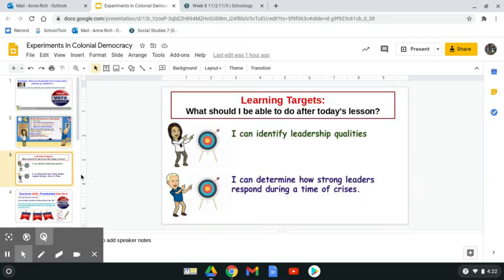What are our learning targets today? What should you be able to do after today's lesson? We would like you to focus on and identify leadership qualities that you admire. We would also like you to determine how strong leaders respond during times of crises. Specifically, the crises that we're going to look at today involve early colonial settlements in what is now the United States, or the 13 original colonies.